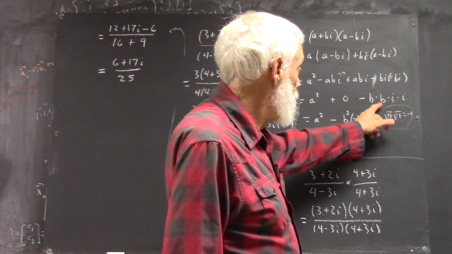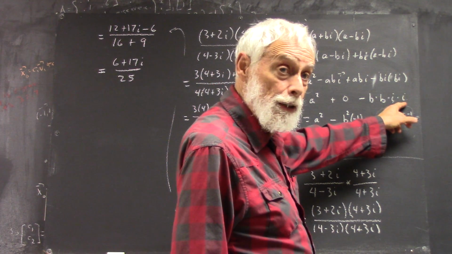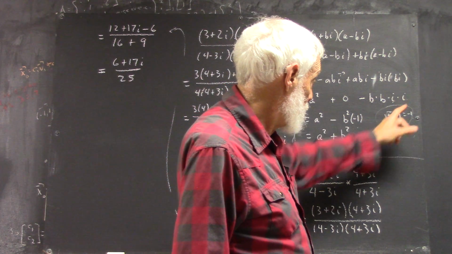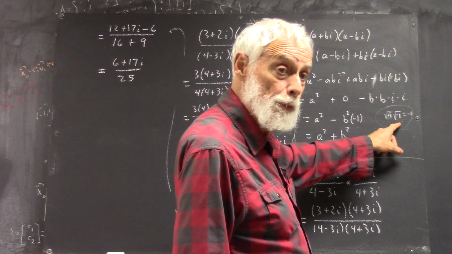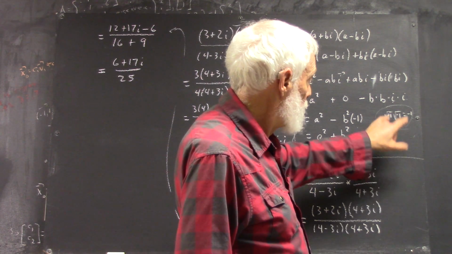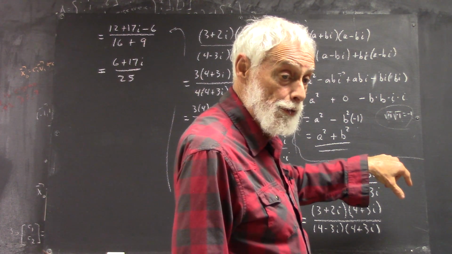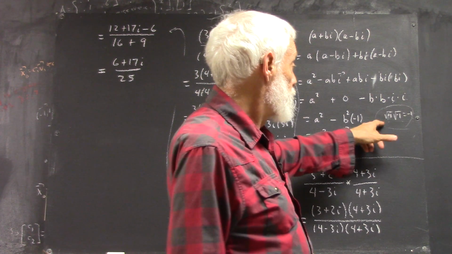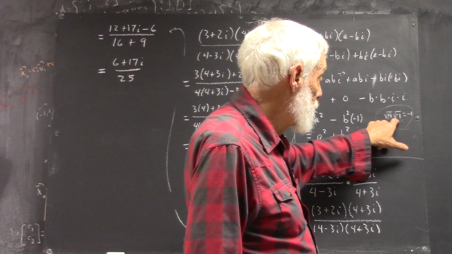Then B times B is just B squared. And I times I is what? It's -1. We have to see the I times I and understand that that means square root of -1 times square root of -1. And that when we multiply the square root of a number times the square root of the number, we get the number, because that's what square root means. So here we have what it means to multiply I by I.